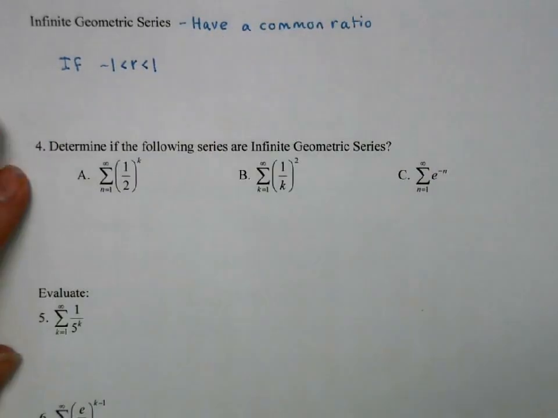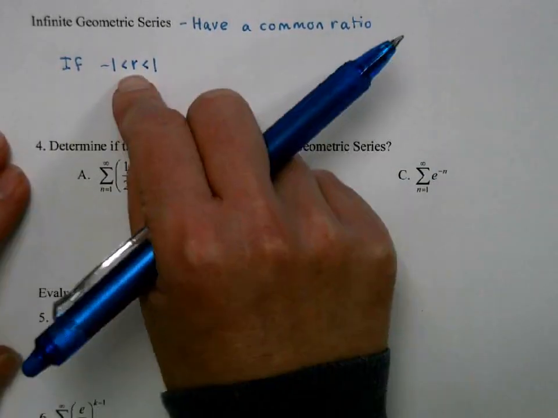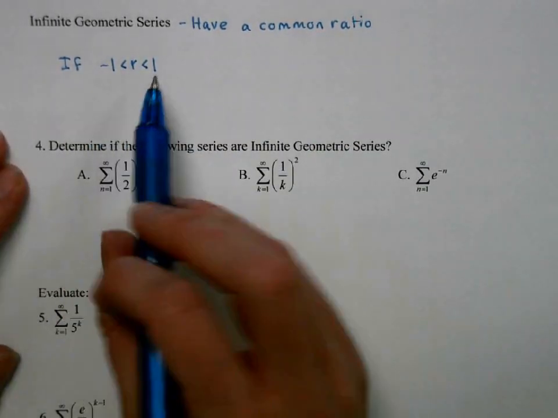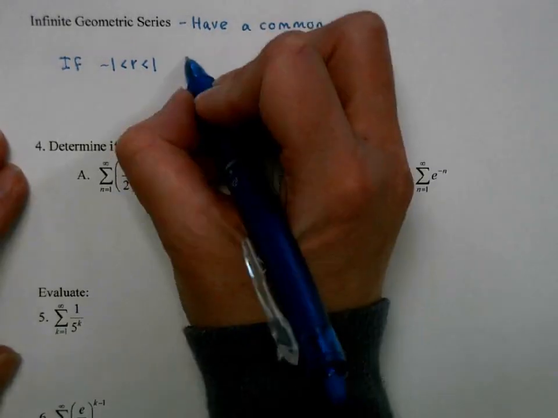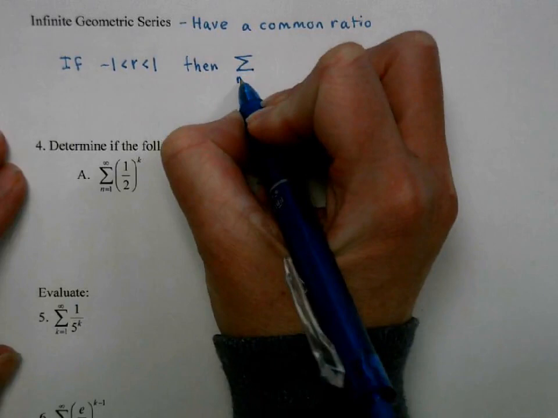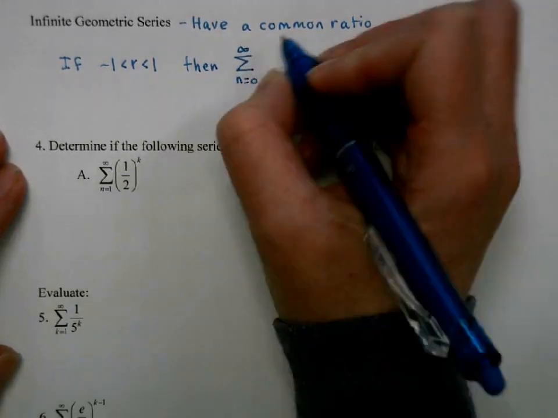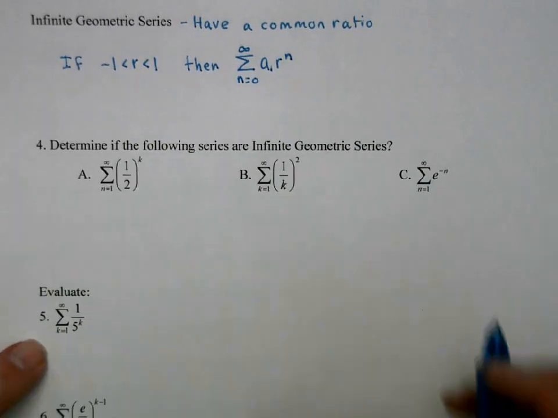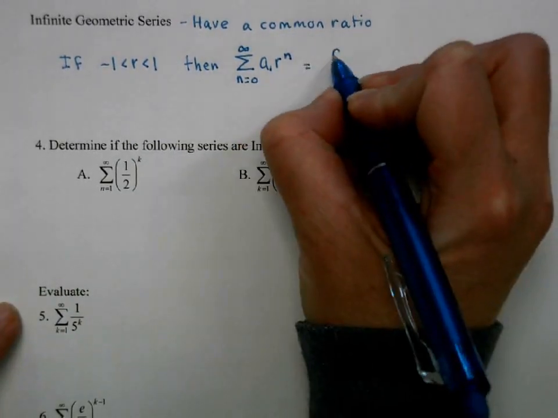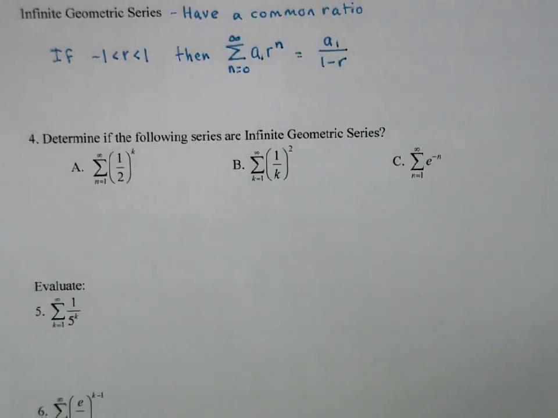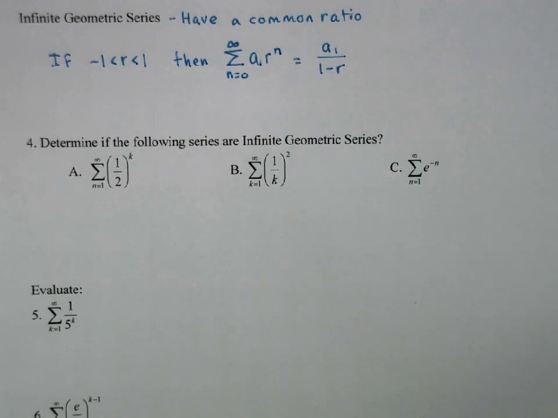And I'm not going to derive this because we've derived this before, but if that common ratio is a value between -1 and 1, non-inclusive, it can't be 1 and it can't be -1, but if the ratio is between -1 and 1, then the infinite series a1 r to the n is equal to a1 over 1 minus r. So this is one of the few series that will actually be able to come up with a sum and not just whether it converges or diverges.